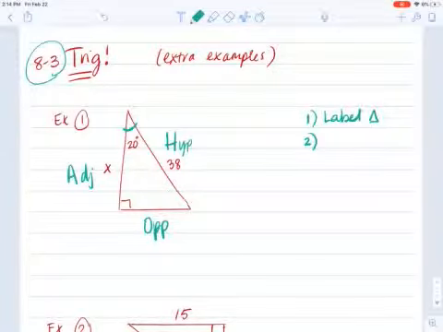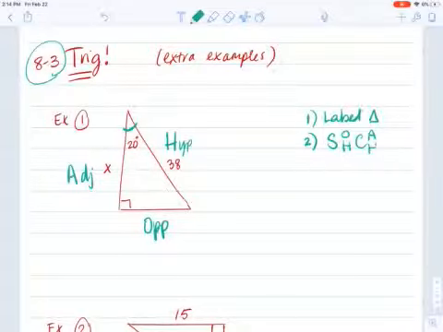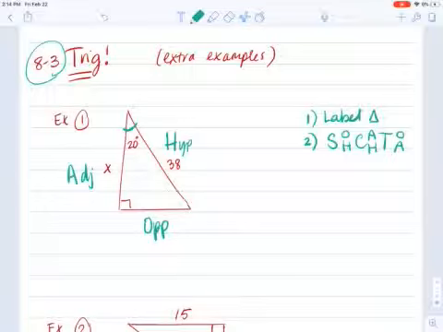The next step is you want to figure out the correct trig ratio. And this is where we need our SOHCAHTOA, right? Some old hippie caught another hippie tripping on acid. It's so funny.